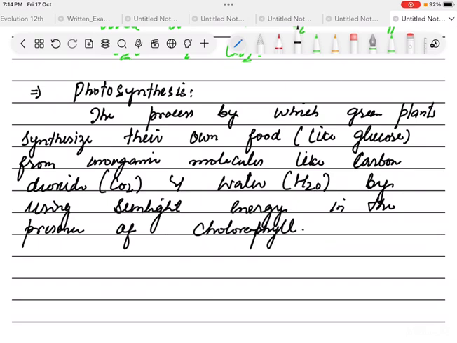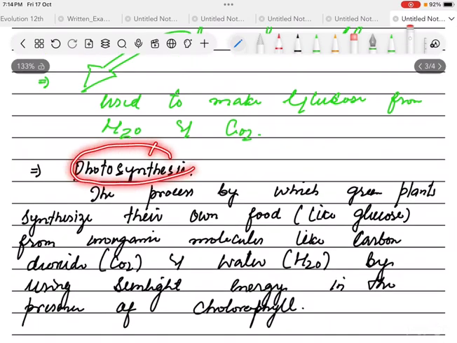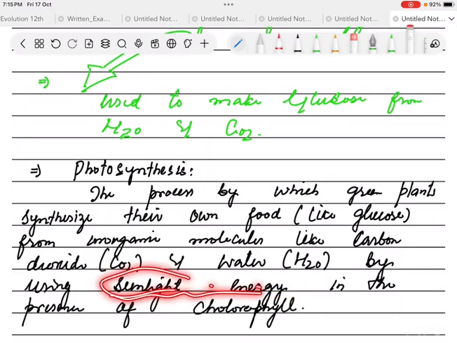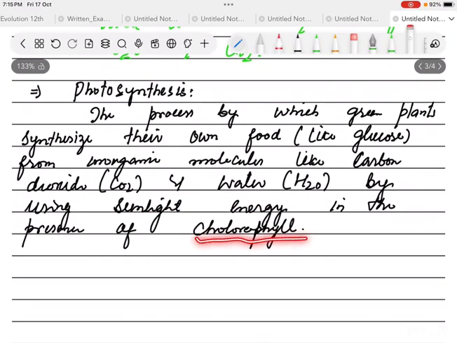So how do we define this process of photosynthesis? We define photosynthesis as a process by which green plants synthesize their own food, like glucose. Green plants synthesize organic molecules like glucose from inorganic molecules like carbon dioxide and water, by using sunlight energy. They require light energy, and this light energy comes from the sun. That's why it's known as sunlight energy. And it happens in the presence of chlorophyll, which is very important in the process of photosynthesis.